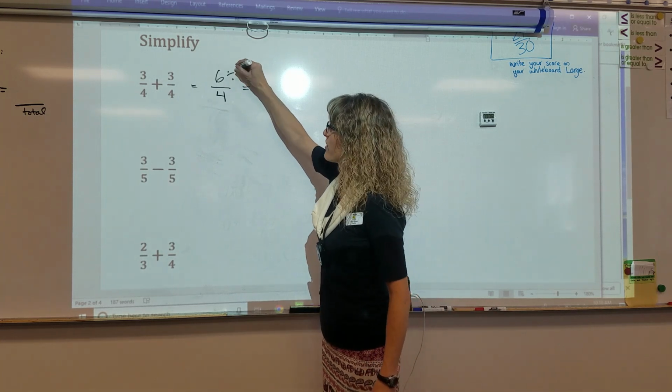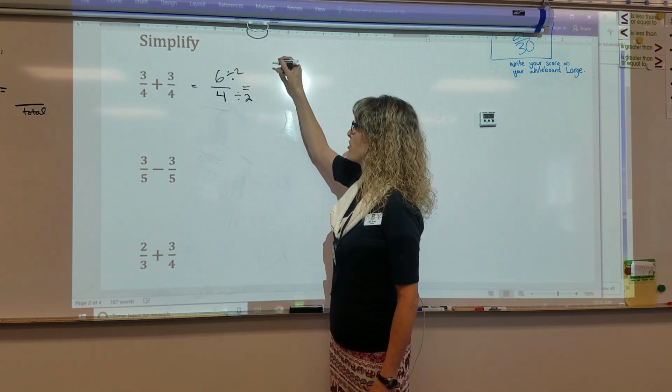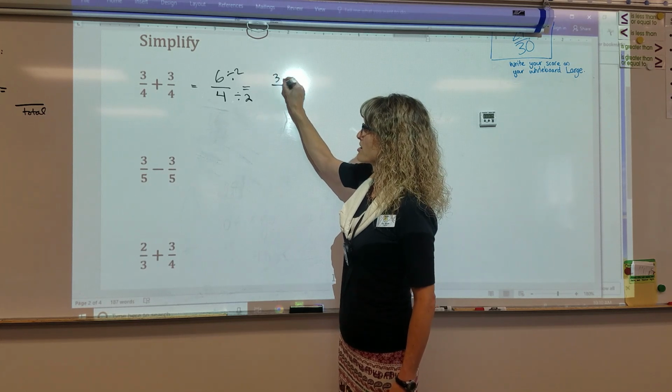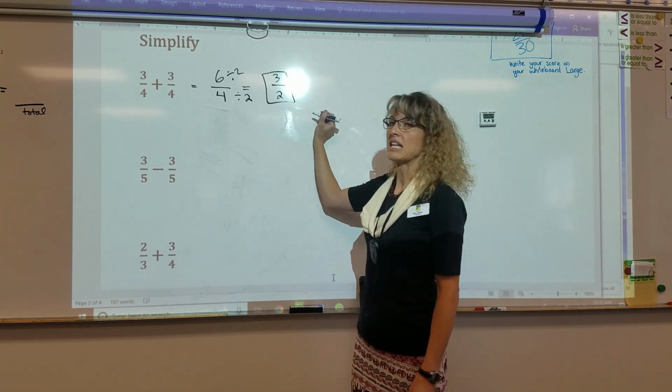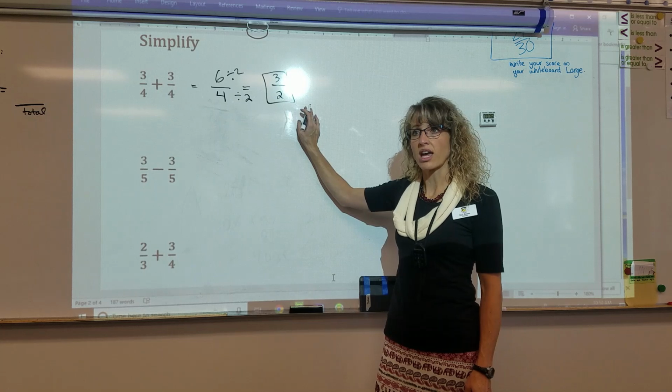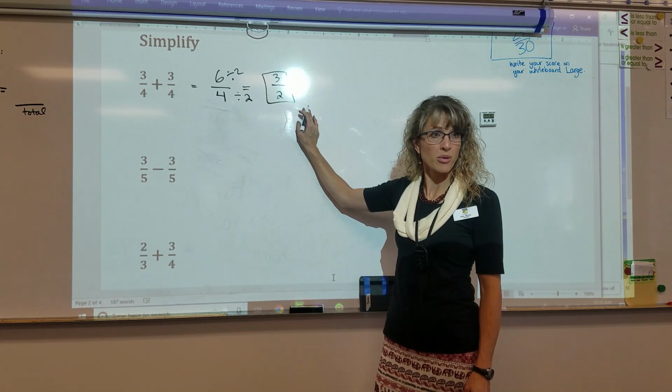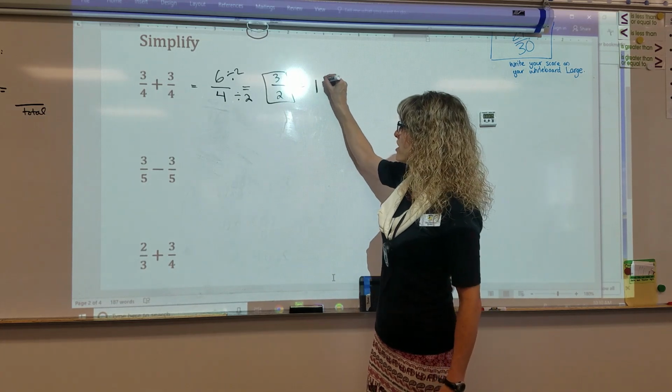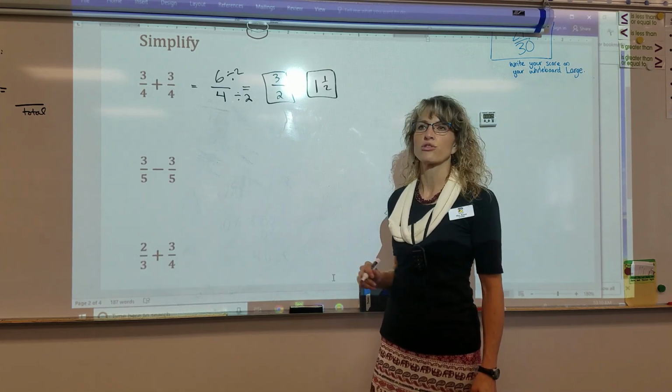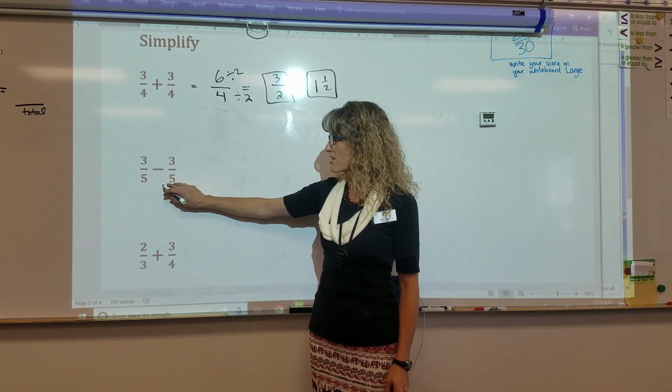So they both are a factor of 2, or a multiple of 2. We're going to divide out a 2. We get 3 on top, 2 on the bottom. It's an improper fraction, but in course 3, it's okay to leave your fractions as improper. Really? You can also leave it as 1.5. Both answers are okay. Let's do 3/5 minus 3/5.